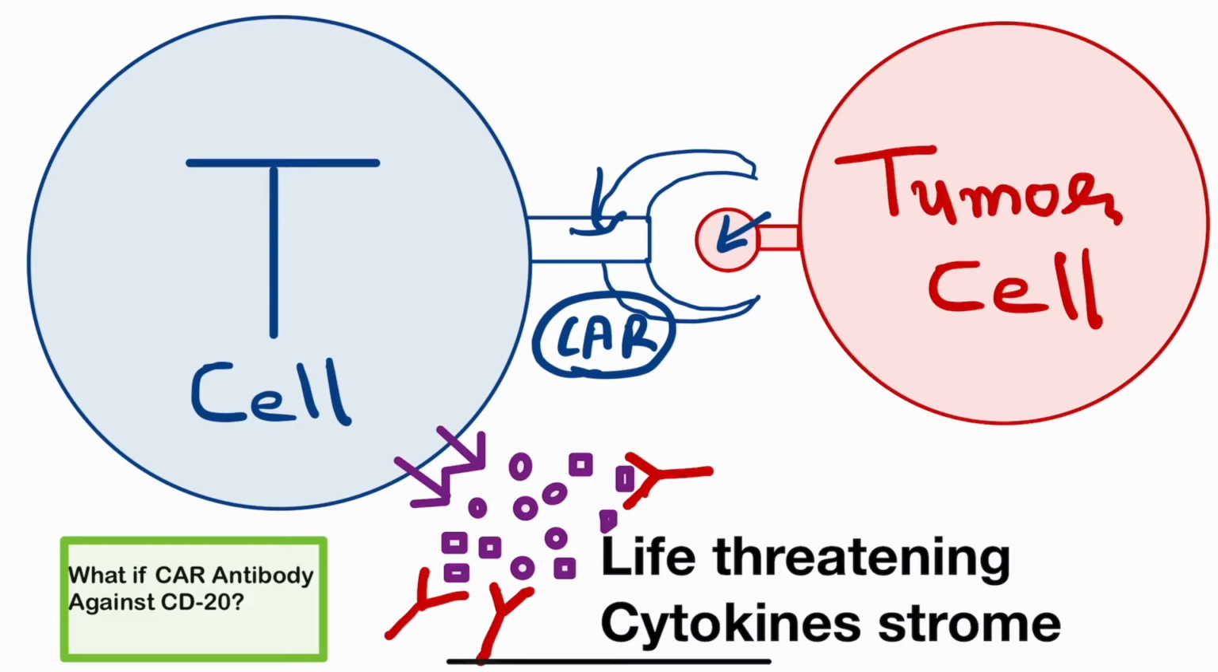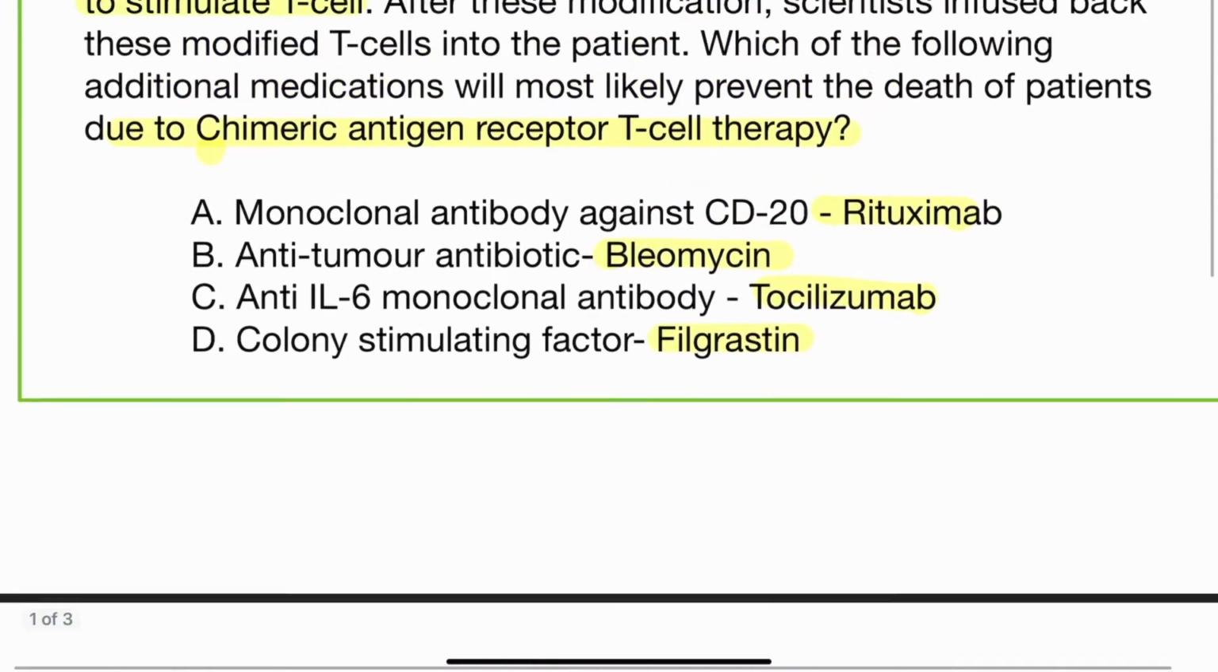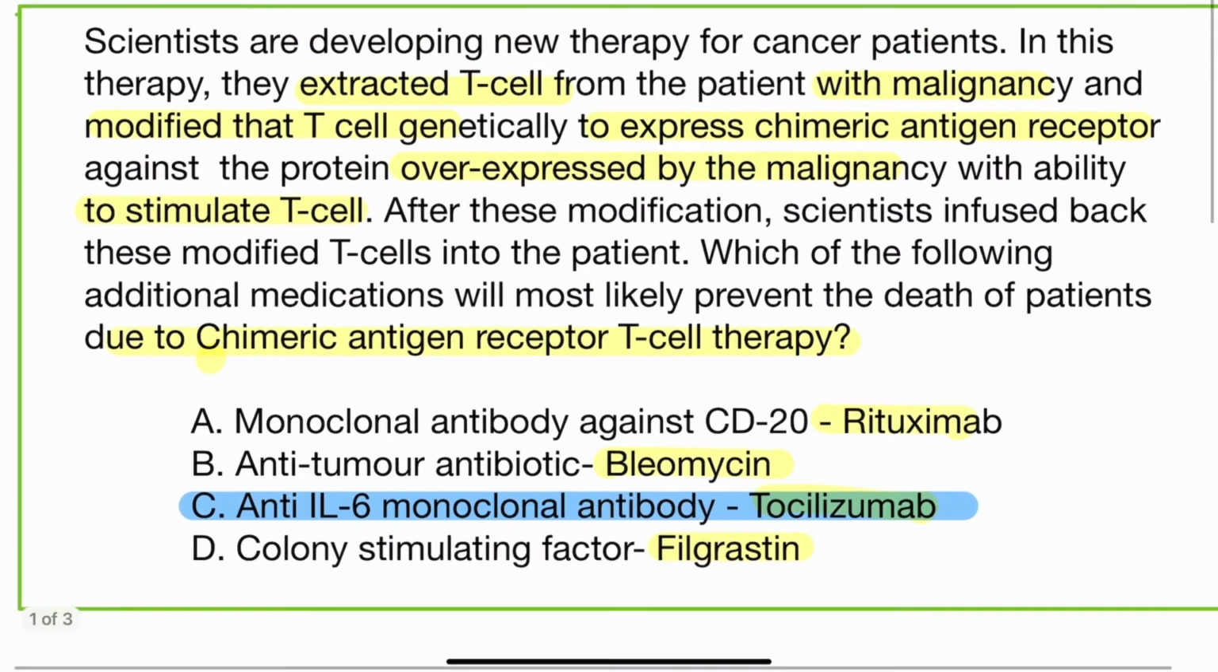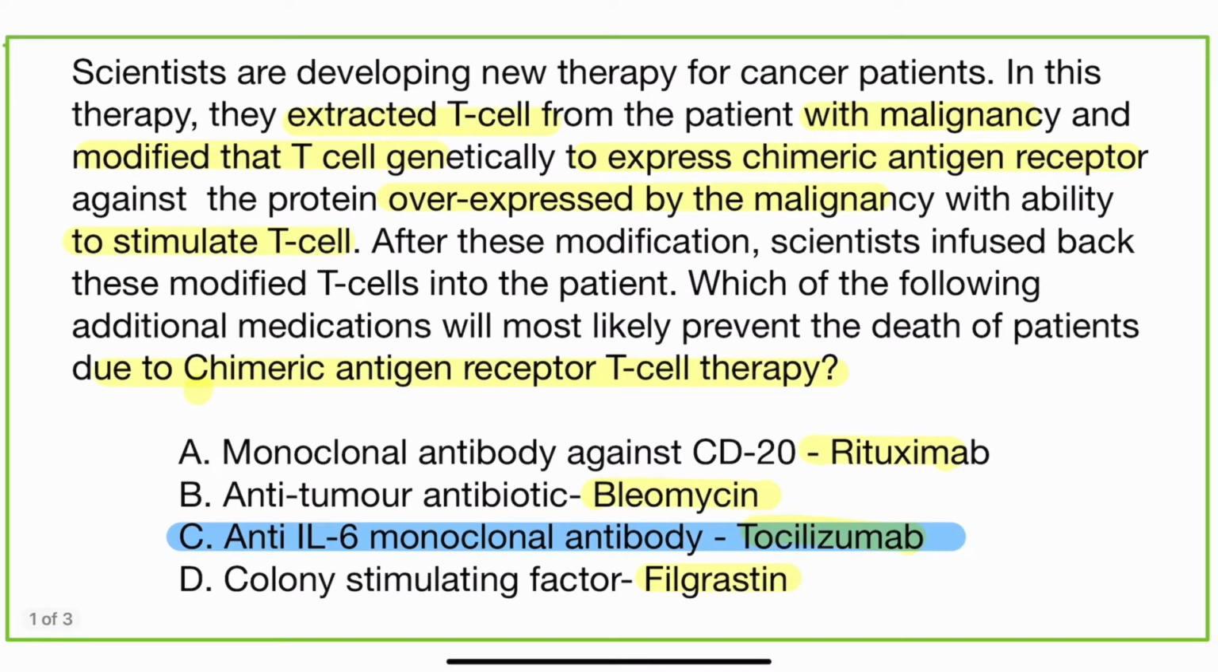In order to prevent this death, we need an antibody against this cytokine, and that's why our answer is: to prevent the death of the patient due to chimeric antigen receptor therapy, we need to give anti-interleukin 6 monoclonal antibody. So our answer is C, anti-interleukin 6 monoclonal antibody. I hope you understand this concept.